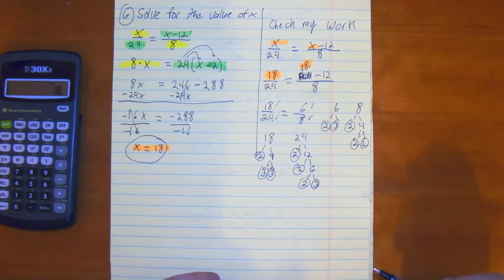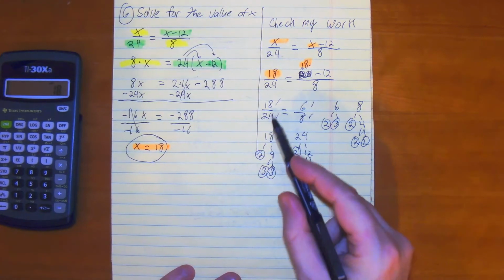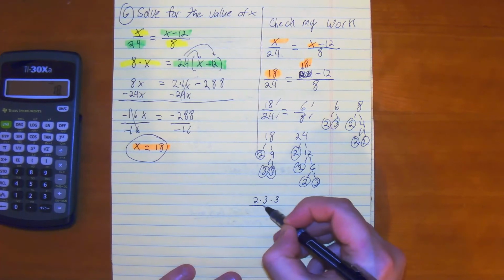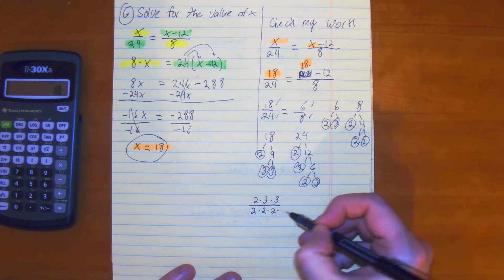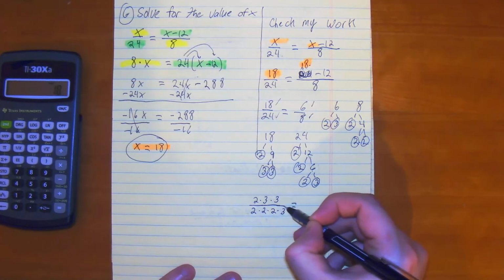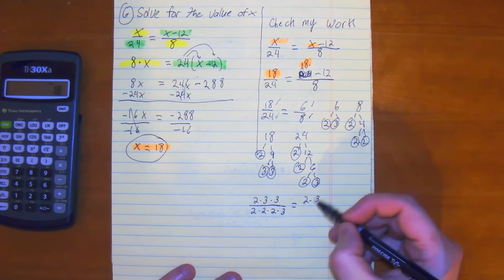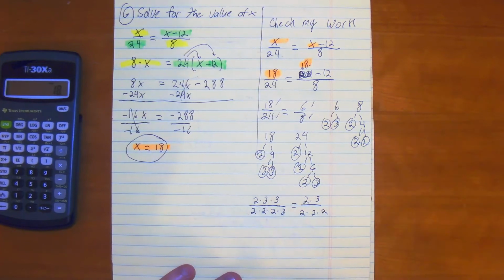So I'm going to rewrite those numbers now. So what we have here is 18 is going to be broken down to 2 times 3 times 3 all over 2 times 2 times 2 times 3, which is equal to, I'm going to break it down to 6, 2 times 3 all over 2 times 2 times 2.